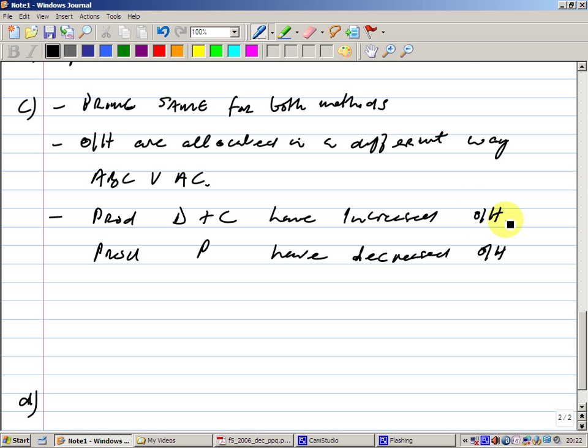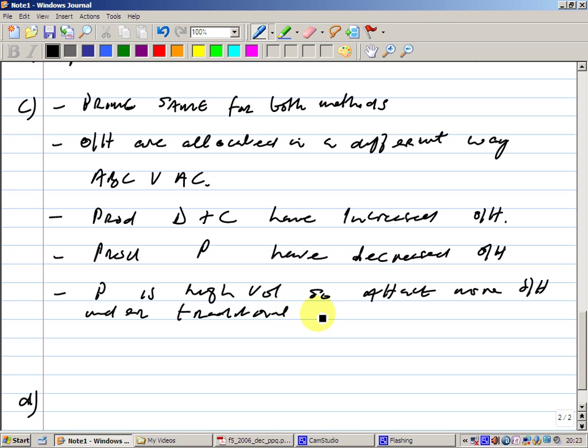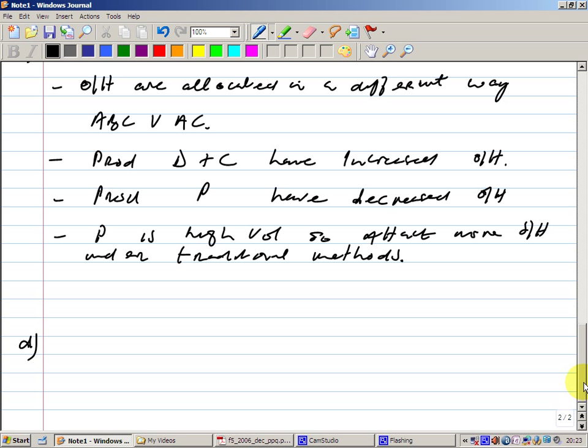Okay, so there would be some of the points that you would make. You need to talk about the fact that product P is high volume, and so attracts more overhead under traditional methods. And that's pretty much about it. Further discussion, obviously you've got about 1.5 minutes per mark, so you've got time here for around 5 to 6 minutes of a discussion.